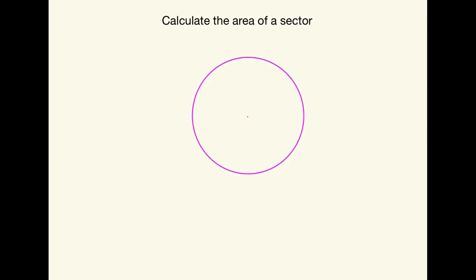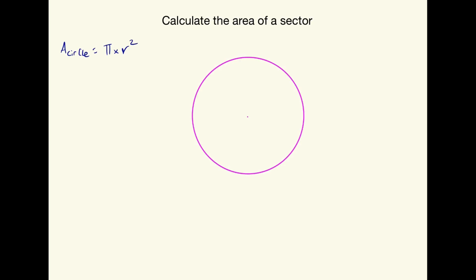Let's have a look at how to calculate the area of a sector. That is basically just a section of a circle. Let's have a look at just the area of a circle for now. Let's go ahead and write it down. So the area of a circle is just pi times the square of the radius.